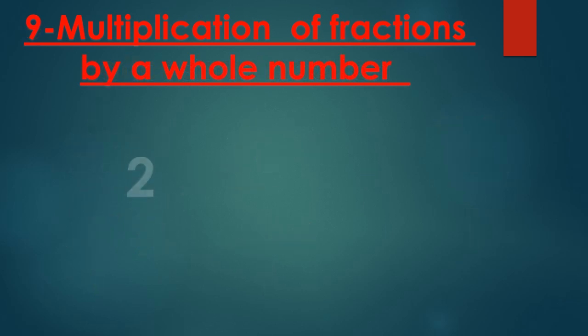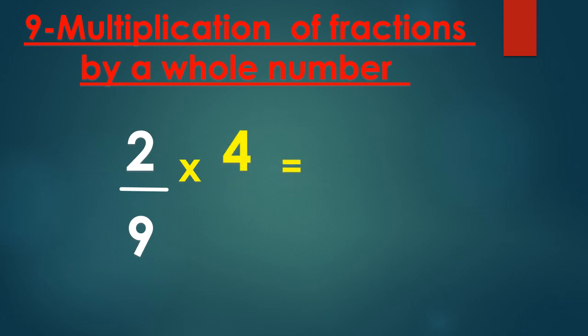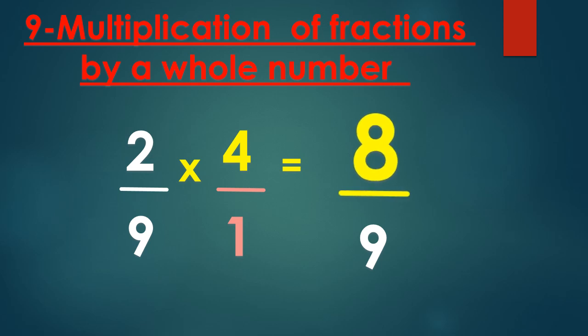Ninth, we have multiplication of fractions by a whole number, like 2 over 9, which is a fraction, times 4, which is a whole number. First, we change the 4 into a fraction by putting it over 1. Then we start multiplying the numerators. 2 times 4 equals 8, and then the denominators. 9 times 1 equals 9, so the answer is 8 over 9.